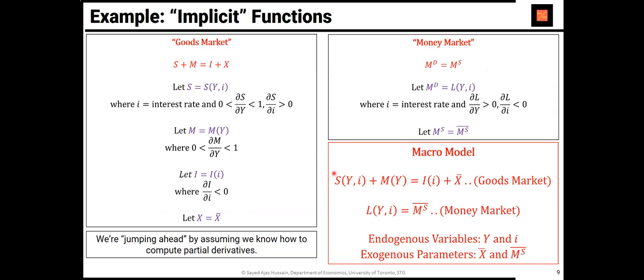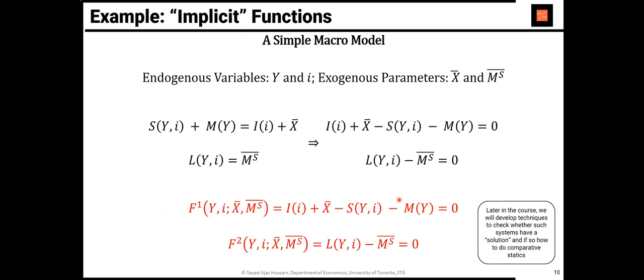So you'll notice that this entire macro model is now completely implicitly defined. We don't know the exact equations, but we know that these are the two equations. There are two endogenous variables, GDP and interest rates, and there are two exogenous parameters, exports and money supply. And somehow down the road, we will have to know whether such a system has a solution, and how GDP, for example, and interest rates will react to changes in, quote unquote, parameters. Even though I don't know the equations, you'll see how we do this.